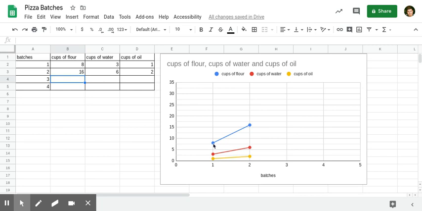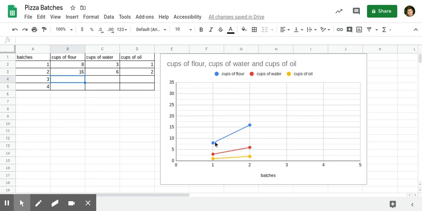Now, a positive relationship is when the line is going up. So from right here to the next point, it's going up. So that's a positive relationship. However, if it were going down, which none of these are, but if it were going down this direction, then that would be a negative relationship.